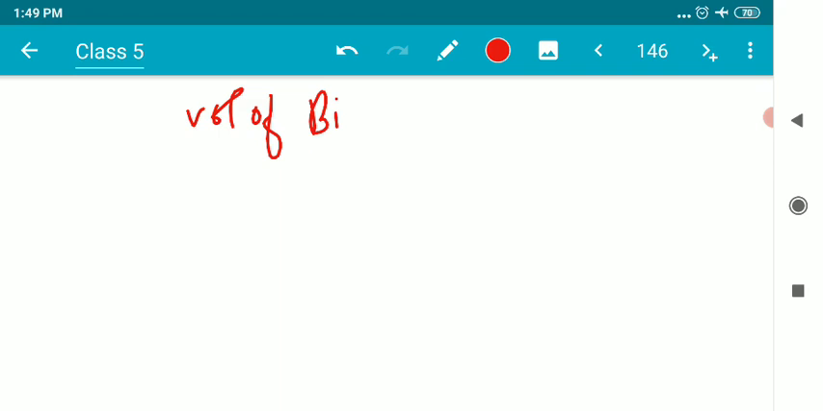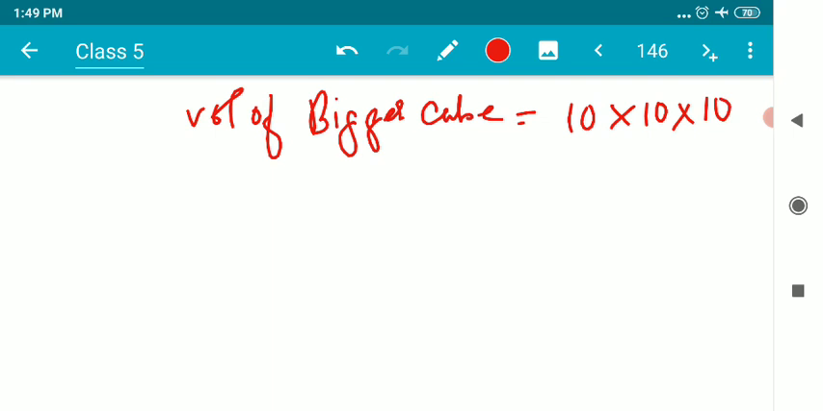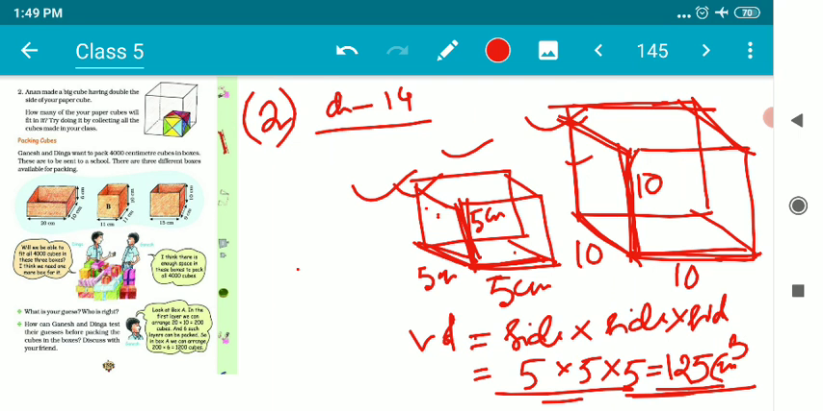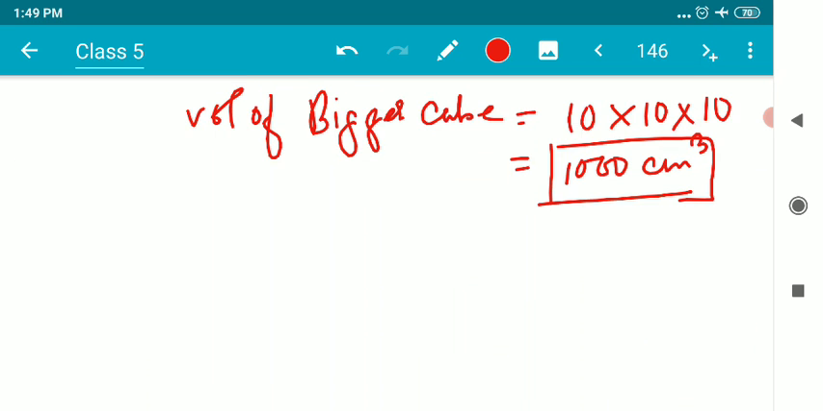The smaller cube was 125, so the bigger cube will be 10 into 10 into 10. So 10 into 10 into 10 results in 1000 centimeter cube. So the volume of the bigger cube is 1000 centimeter cube, and the volume of the smaller cube was 125 centimeter cube. Okay children, now what we have to calculate is how many such small cubes will fit into this bigger cube.